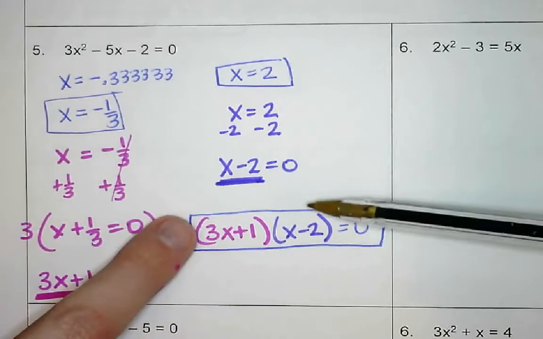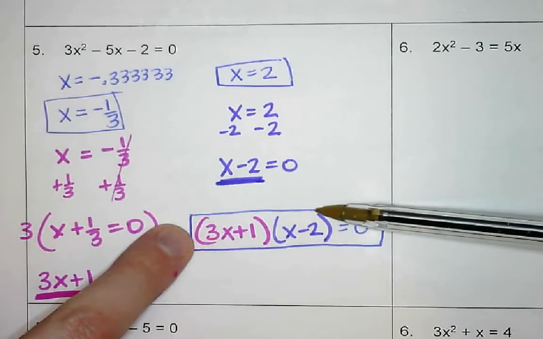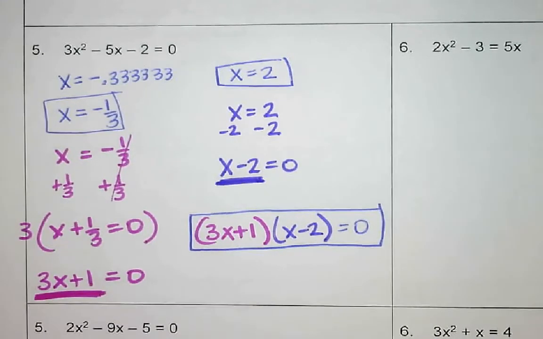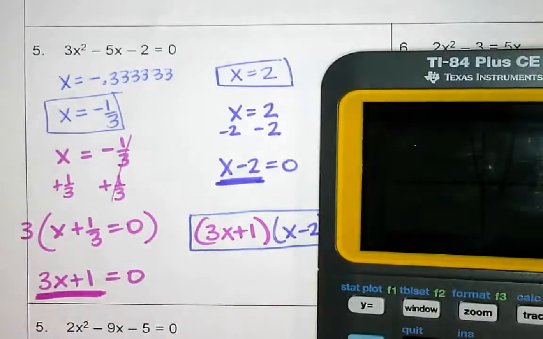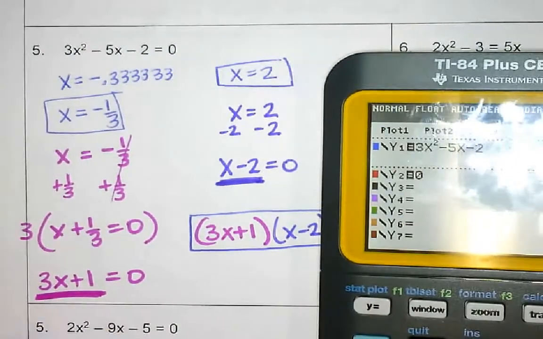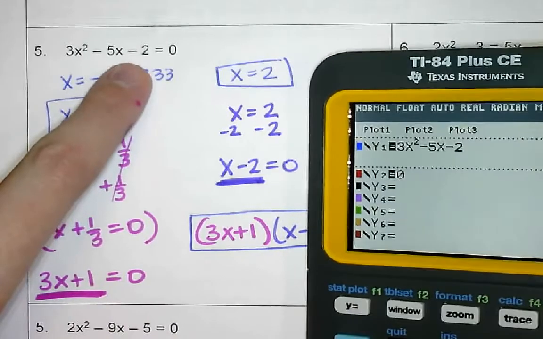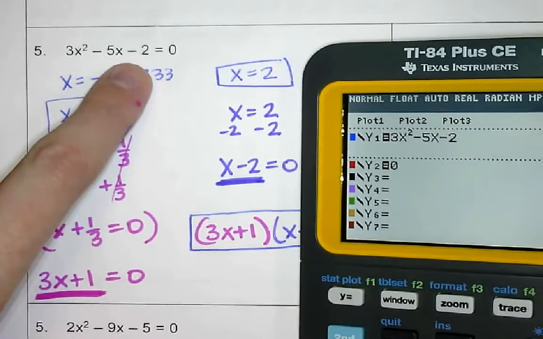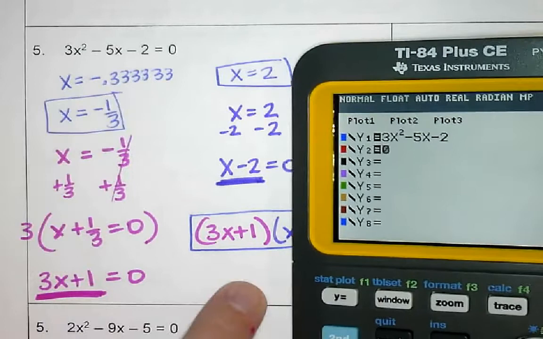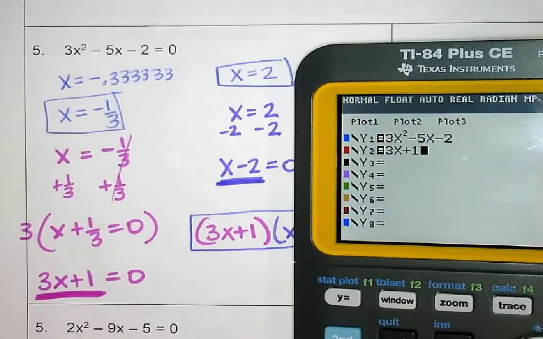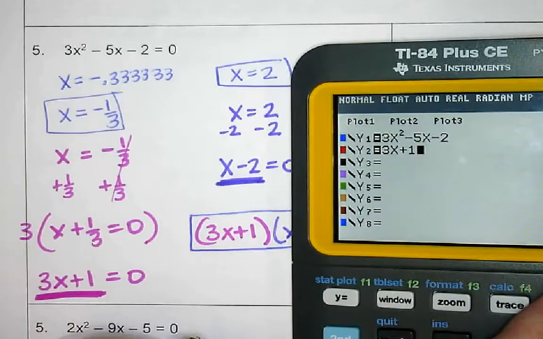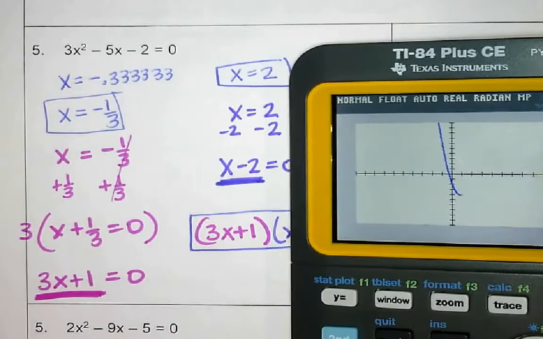and if you type in your original equation, 3x squared minus 5x minus 2, and I type in each factor one at a time, 3x plus 1, and I hit graph, it should go through my original graph at the solution point. Does it intersect perfectly at the solution? It does. So that's my first factor.